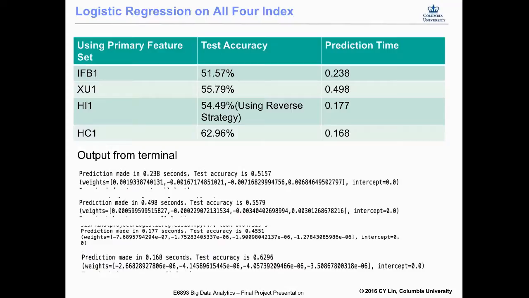In the next step, we will use feature set 1, which we decided is the best feature set in the previous step, on all of the 4 indices of futures data to compare which index should perform best based on our predicting model. We can see that by using the same feature set, the IFB1 index only has a test accuracy of 51.57, and XU1 has a test accuracy of 55.79%, which means that the best data to fit into the model is actually HC1.